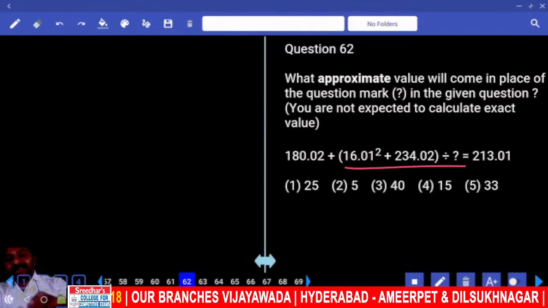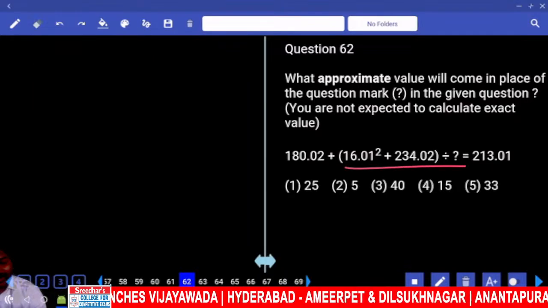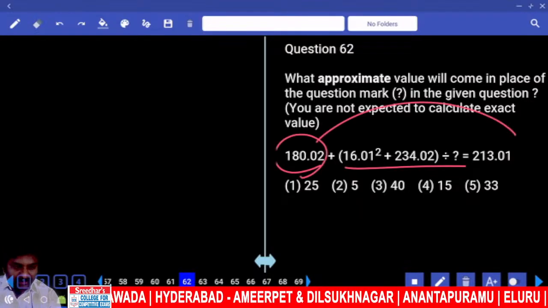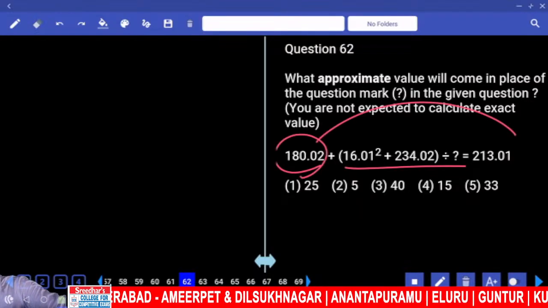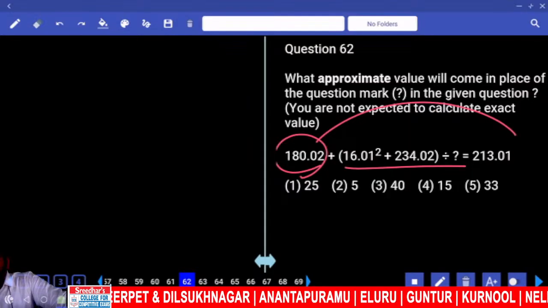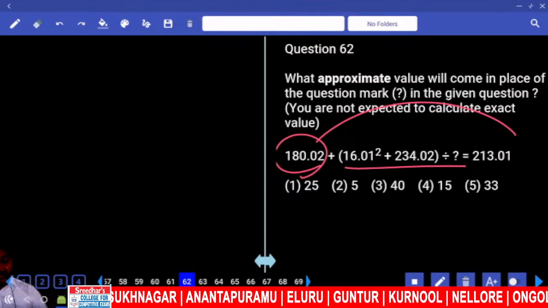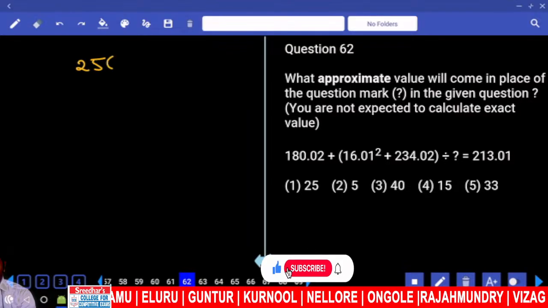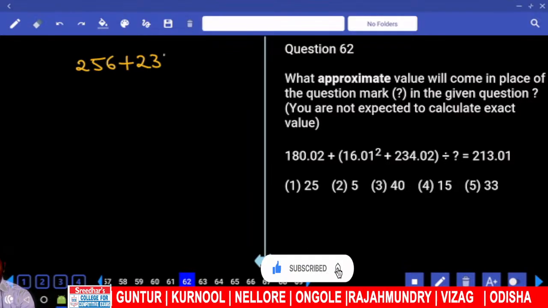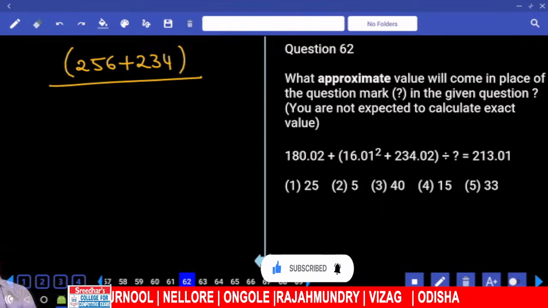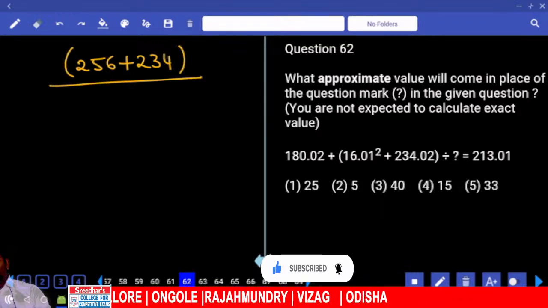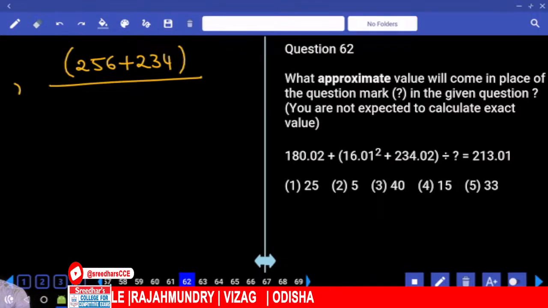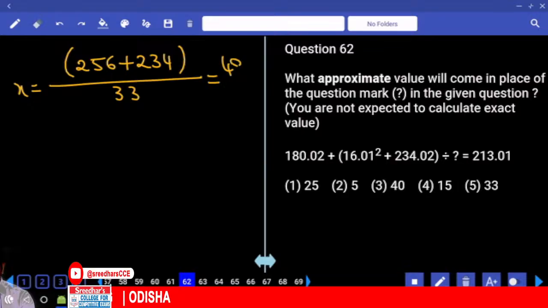X is in left hand side, that too in denominator. So take this extra number to right hand side. 180 goes to right hand side, becomes minus. 213 minus 180, 33. 16 square, 256 plus 234 divided by x is equal to, then x is equal to 490 divided by 33.